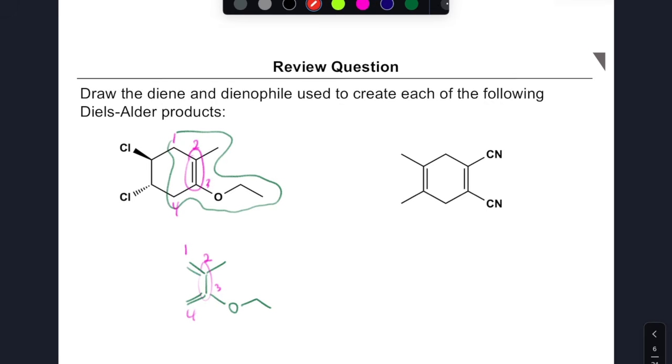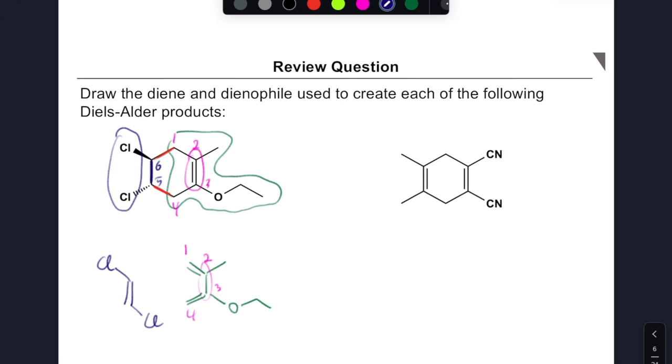Now, if that's true, this bond and this bond are my 2 new sigma bonds, which means this is my dienophile. So the dienophile is carbons number 5 and 6. So 5 and 6 across here would have been the double bond. Now there's going to be 2 chlorines on it. Again, the only thing you have to pay attention to is notice the relative geometry here. The 2 chlorines are trans to each other. They're on opposite sides. So they would be probably like this.